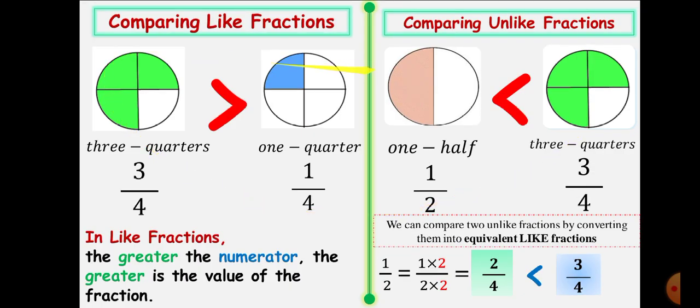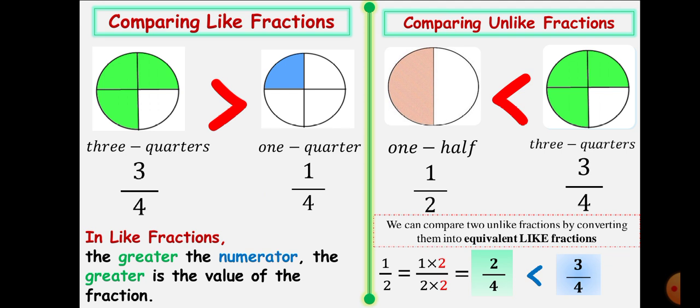So comparing like fractions: a whole that's having 4 equal parts, where 3 of them are shaded, that means 3/4 or 3 over 4. On the other hand, a figure that's having 4 equal parts and one of them is shaded means 1/4 or 1 over 4. You can see these are like fractions. The denominators are the same, so we have to check the numerators. Whose numerator is greater, that value is greater. So here 3 is greater than 1, it means 3/4 is greater than 1/4.